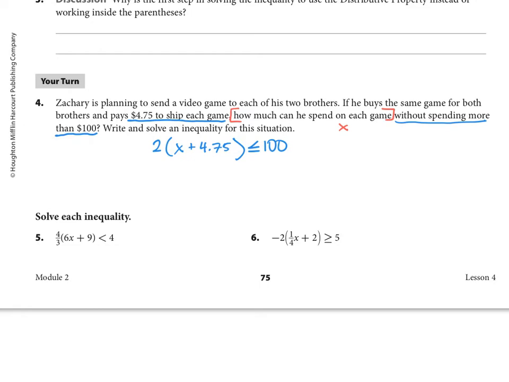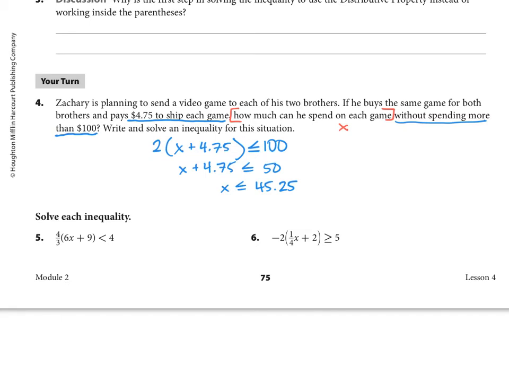There are several ways I can think of right away to solve this. So I'm going to divide both sides by 2. Notice my inequality stays the same. And I end up getting x is less than or equal to $45.25. So this means, and I'm not going to write down the whole solution, that Zachary can spend $45.25 or less than that for each game.